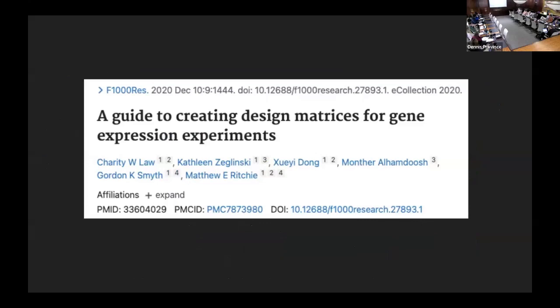I highly, highly recommend this paper if you're interested in how any of these models work. Charity Law has made a lot of helpful HTML files and guides about experimental designs, especially related to Limma. Matthew Ritchie is one of the first authors of this R package that I'm going to use. There's lots of information in here, and I'm going to share from this slide deck. If my mouse will come back. I'm frozen.